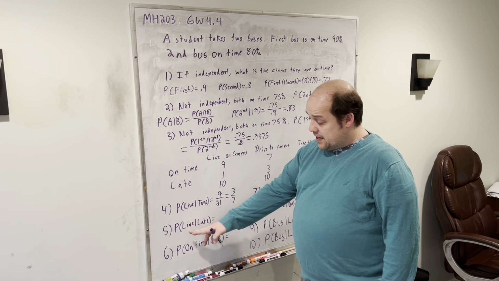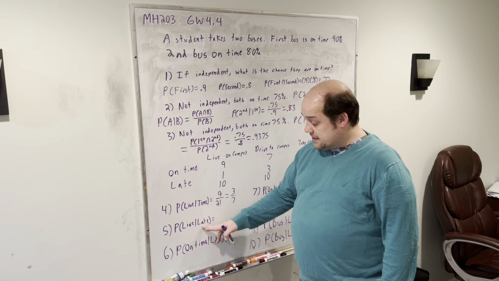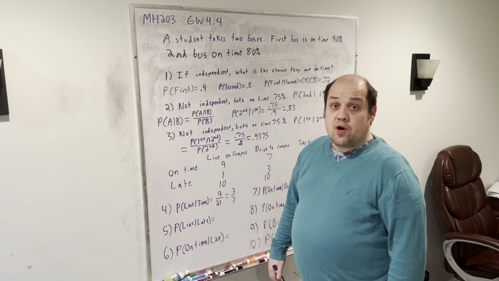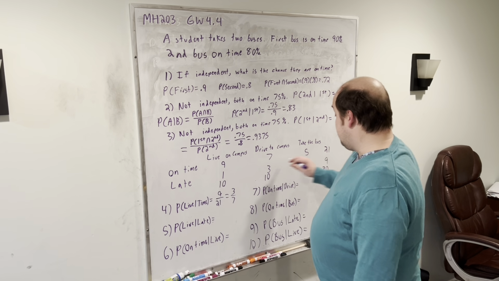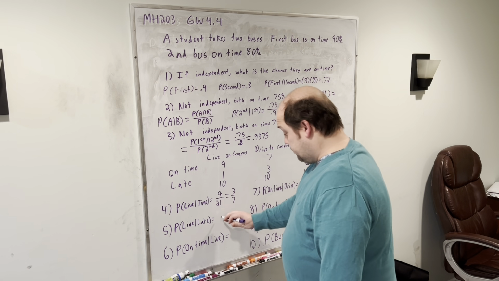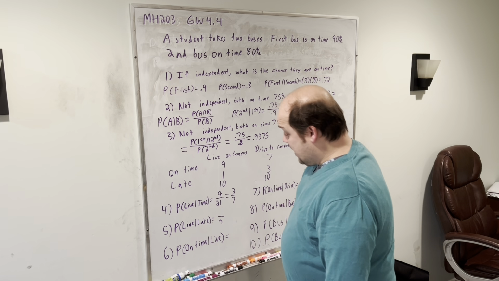For number 5, it asks what's the probability that they live on campus given that they're late. This time we're isolating the second row, the row late. Within this row, 9 is the row total, which becomes my denominator.